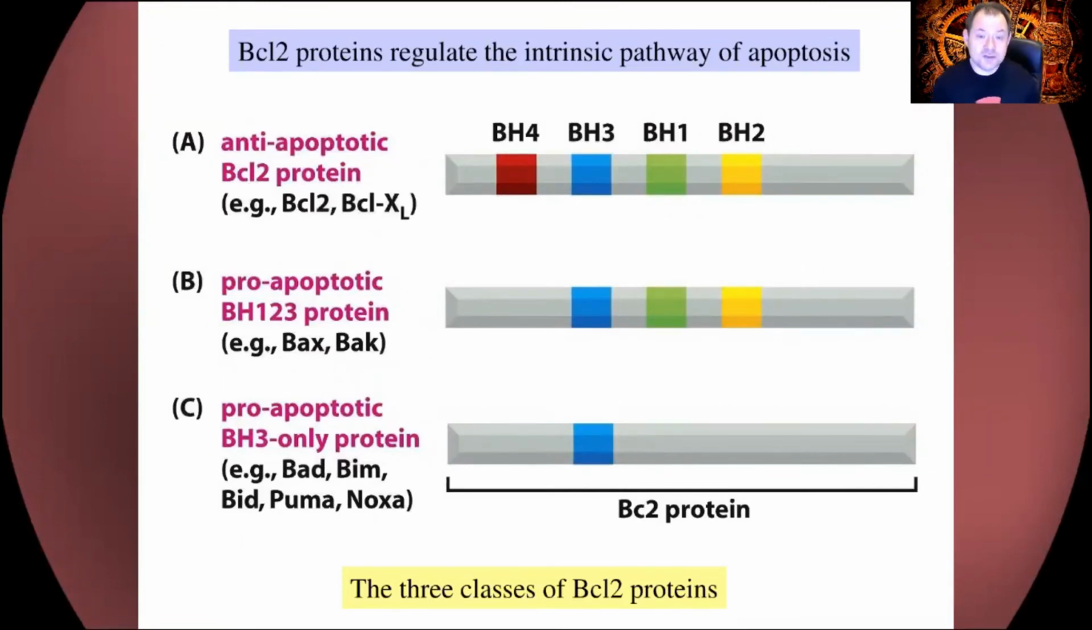Now, the other two groups of BCL2 proteins, the ones that are pro-apoptotic, come in two categories. BH123, which is a protein such as BAX and BAK. They are called BH123 because they have the BH1, the BH2, and the BH3 domains, but no BH4. And these are pro-apoptotic. Then we have the BH3-only proteins, BAD, BIM, BID, PUMA, NOXA, etc. They're called the BH3-only proteins because the only domain they have in common with the rest of the family is the BH3 domain. So we have pro-apoptotic BCL2 proteins, and we have anti-apoptotic BCL2 proteins, pro and anti.